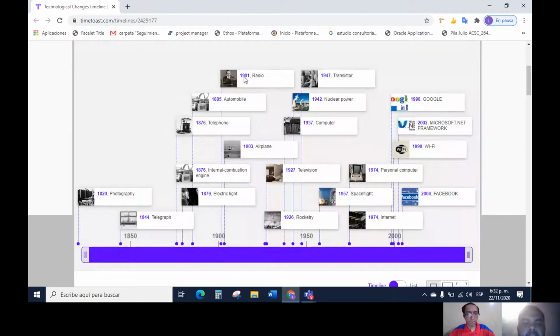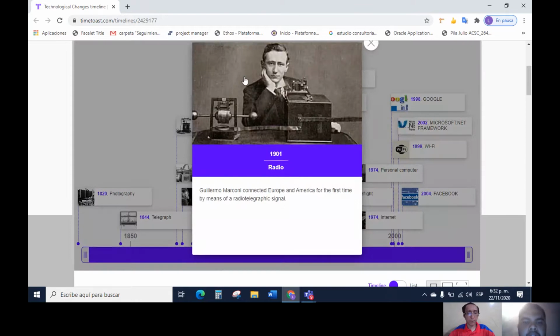In 1901, Guglielmo Marconi created the radio. Guglielmo Marconi connected Europe and America for the first time by means of a radiotelegraphic signal.